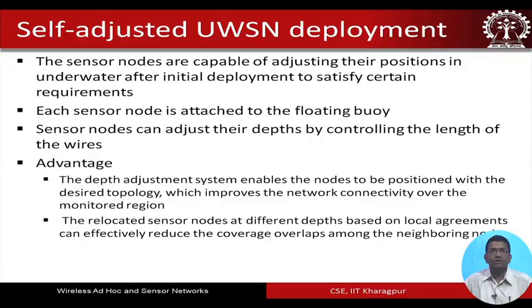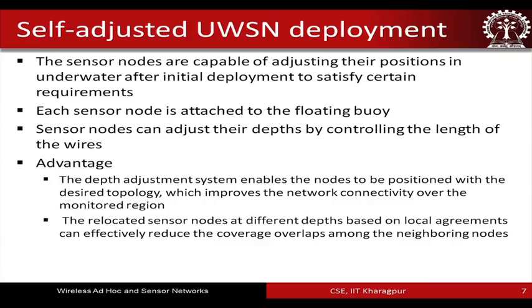Self adjusted underwater sensor network deployment is the second type of deployment, where the sensor nodes are capable of adjusting their positions in underwater after initial deployment to satisfy certain requirements. Here each sensor node is attached with a floating buoy, and the sensor nodes can adjust their depths by controlling the length of the wires. So basically, you place these sensor nodes somewhere, and they can self adjust depending on how the buoys, on which the sensor nodes are affixed, are programmed. These nodes can adjust their positions by themselves, and they are going to maintain the positions in the ocean column.